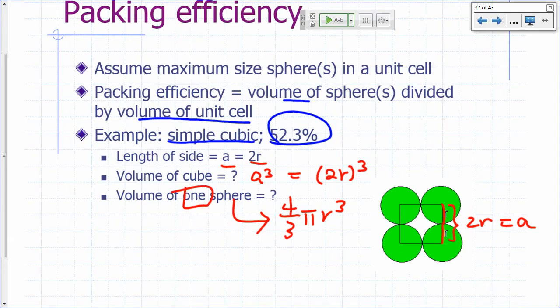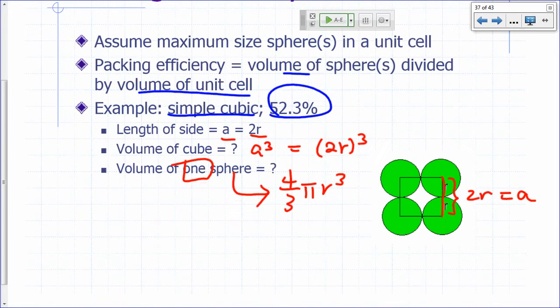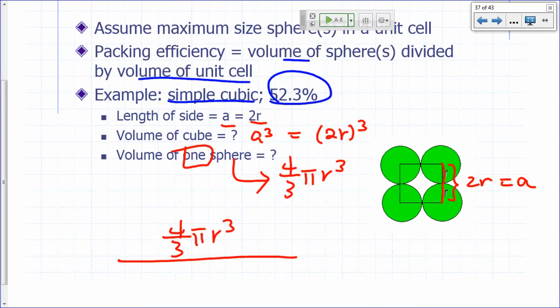Why are we talking about just one sphere? How many spheres would be in your simple cubic cell? It's just one atom, right? One sphere. So that's the volume of the sphere divided by the volume of the cube. The volume of the sphere is 4/3 pi r cubed divided by the volume of the cube, which is a cubed, which is 2r cubed. That's your packing efficiency. And so what would that be?